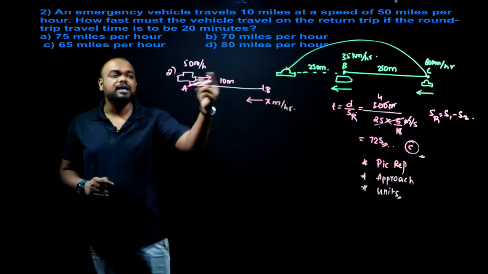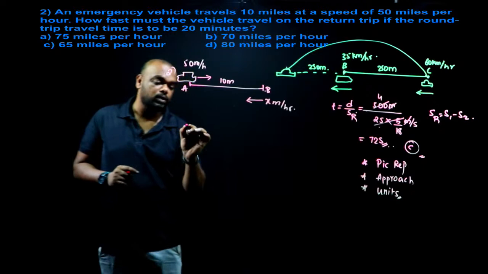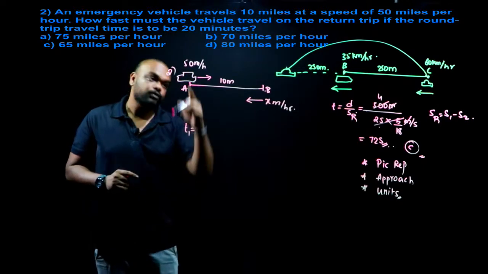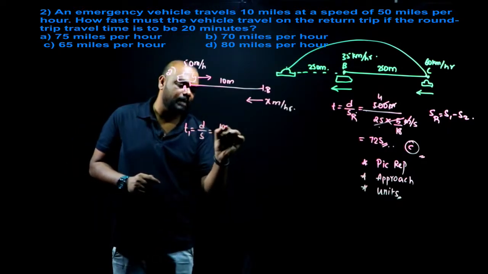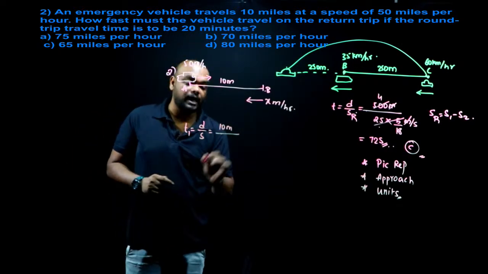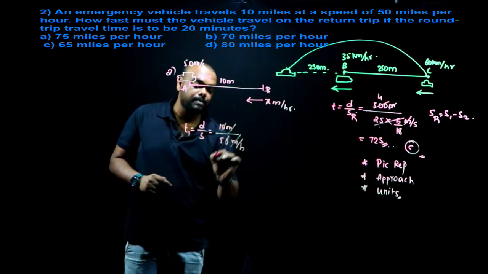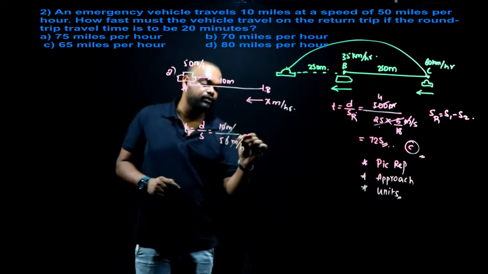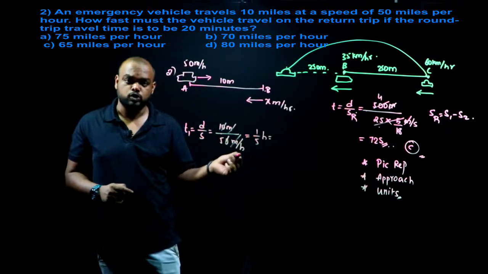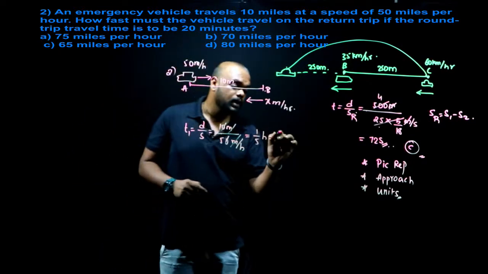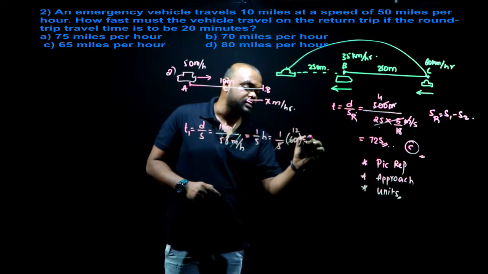Look, 50 miles per hour, 10 miles distance. What is the time taken? We know time is distance by speed. First time T1, A to B: distance is 10 miles, divided by speed, 50 miles per hour. Miles cancel, 1 by 5 hours. 1 by 5 hours, converting to minutes, is 1 by 5 of 60 minutes. That will be 12 minutes it took.